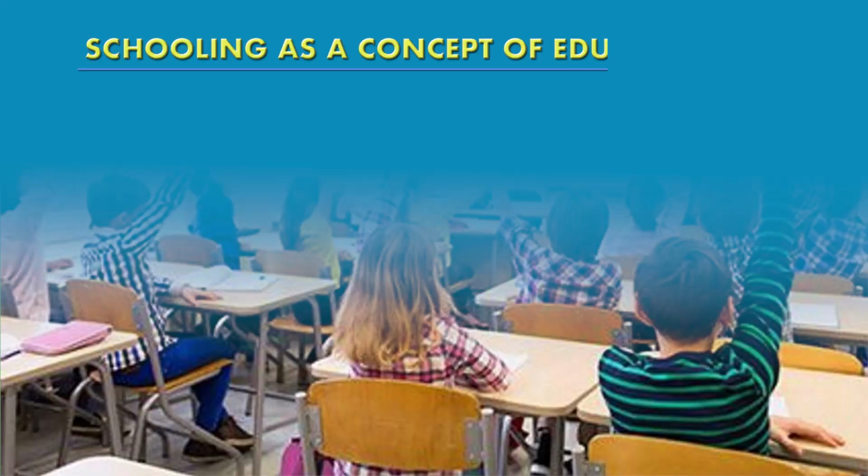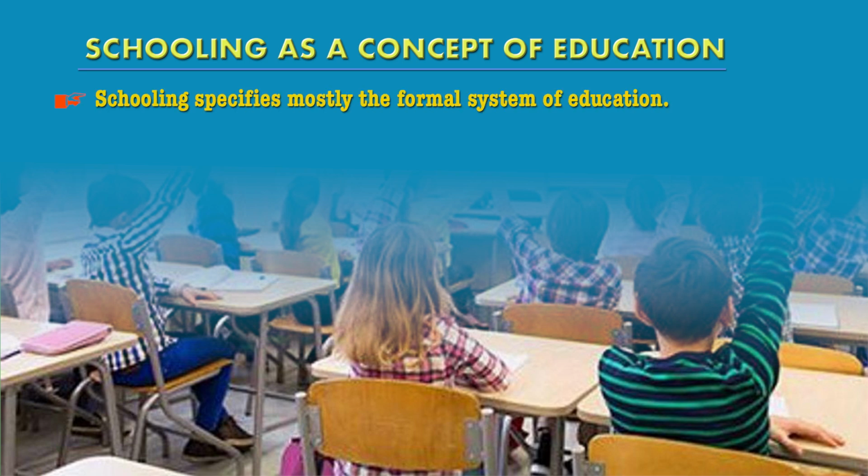So, friends, keeping in consideration these concepts of education, further we will proceed to understand the very concept of schooling, schooling as a concept of education. Let us try to understand. Schooling specifies mostly the formal system of schooling. That means education that we impart from the formal system, from the schools and colleges, where a definite curriculum is there, where a definite time schedule is there, and every day teachers are coming to the school, students are coming to the school, and face-to-face interaction happens in the school.